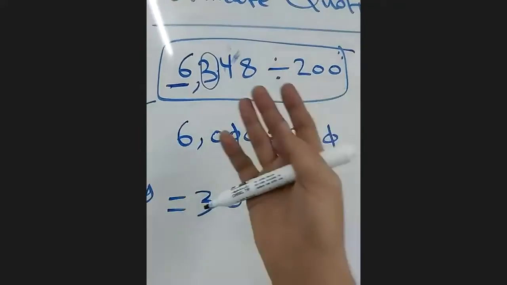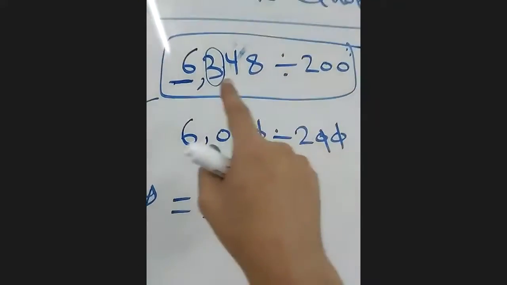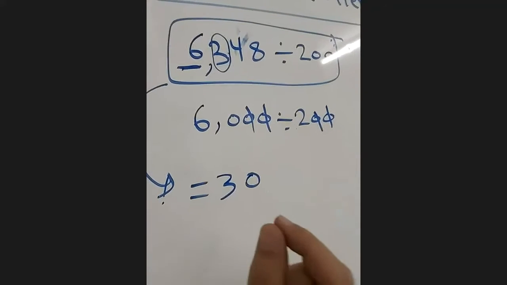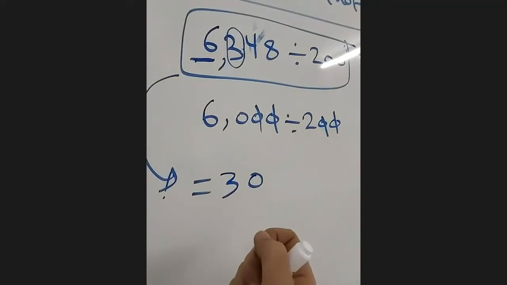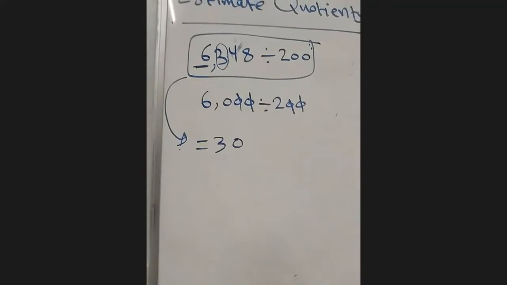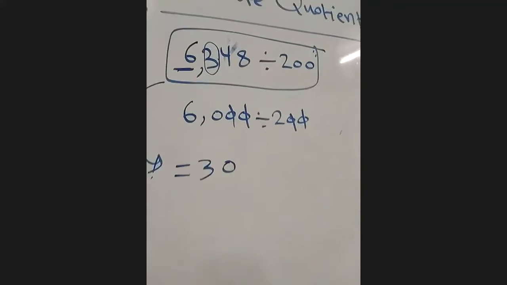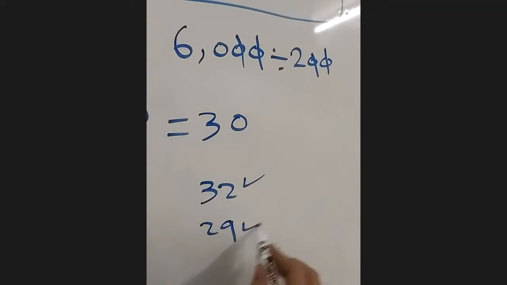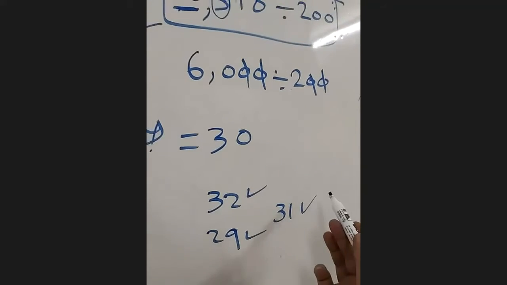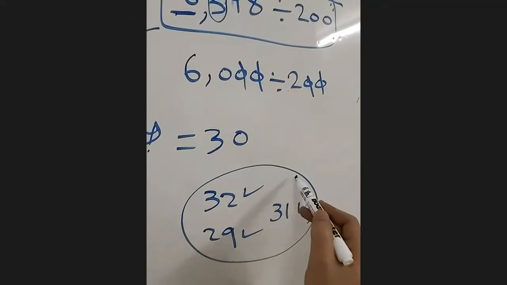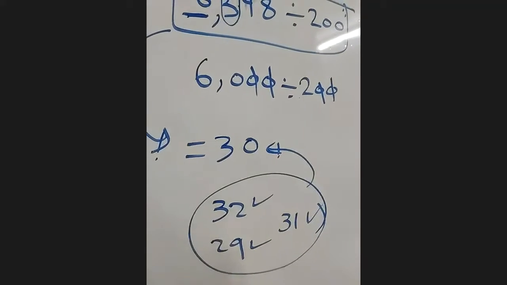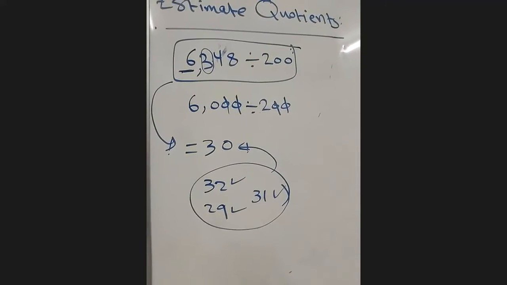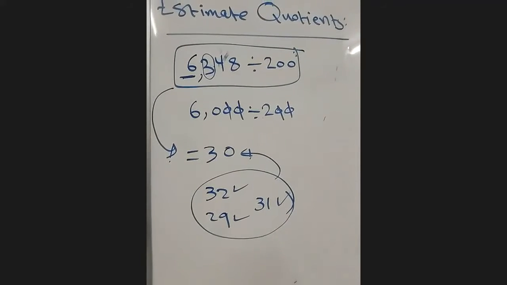It means if you use long division or a calculator or whatever, you divide these two numbers, the answer will be close or near to 30. It's not exactly 30. It's near to 30. Okay. So for example, if the answer is 32, it is correct. If the answer is 29, it is correct. If the answer is 31, it is correct. Because estimation means to give near answers or close answers. So it's okay if you use other ways of estimation, but rounding is the easiest one.